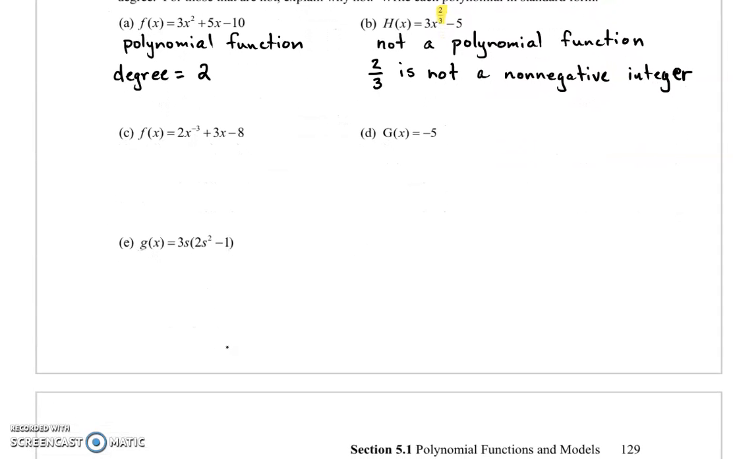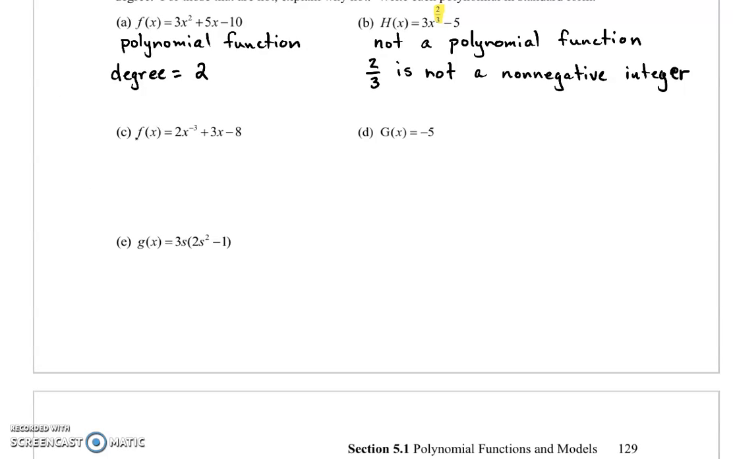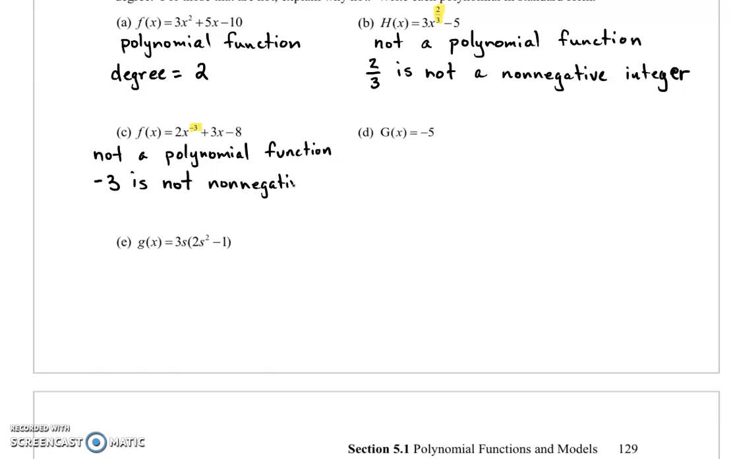So, assuming that you've paused the video and tried these, C is also not a polynomial function. And we know that because -3, while it's an integer, is negative. So it's not a non-negative integer.